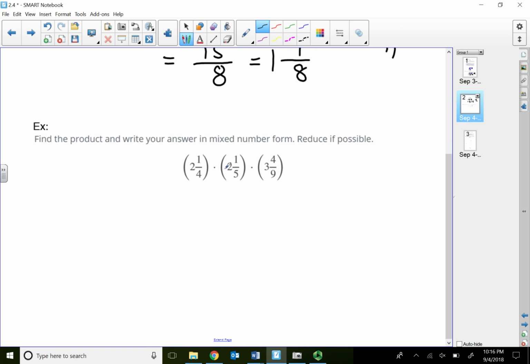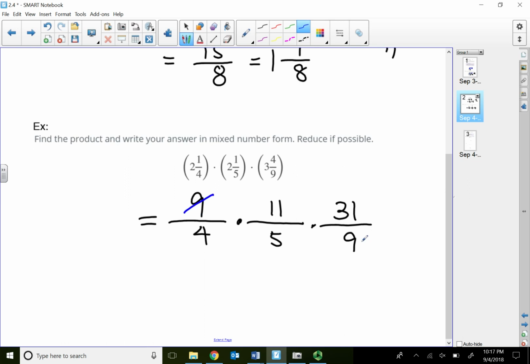All right, one more, with three of them. Same thing: as long as I'm multiplying mixed numbers, the first thing we do is turn them into improper fractions. I'm going to write down my denominator first, which does not change. So 2 times 4 plus 1 is 9. 5 times 2 plus 1 is 11. 9 times 3 is 27, plus 4 is 31. Oh, this one is ugly. I see 9 on top can reduce with 9 in the bottom, so that's 1 and 1. Oh, geez. 11 and 31 are both prime numbers, so they cannot reduce with the 4 and 5 in the bottom.